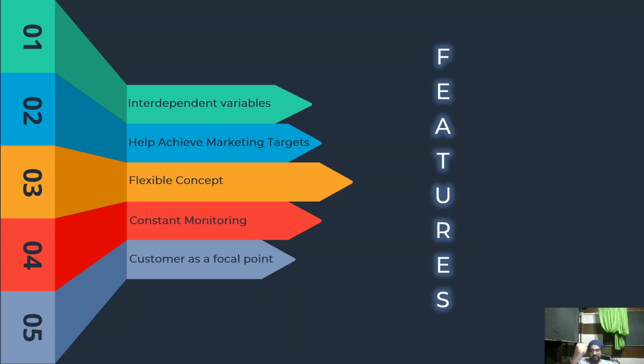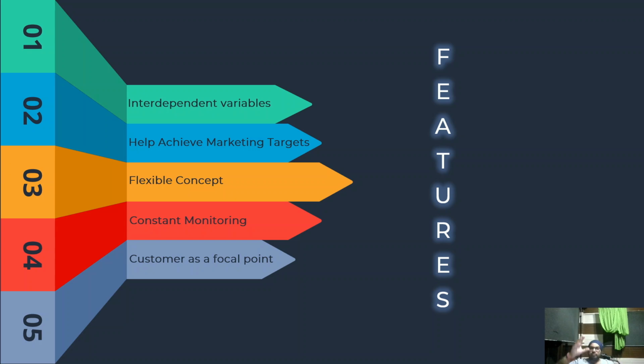A good marketing mix focuses on the customer. Marketing activities revolve around your customer. The value of the product which you are delivering to the customer, you are not defining that value. You are trying to tell your customer about your product. That is the communication process.